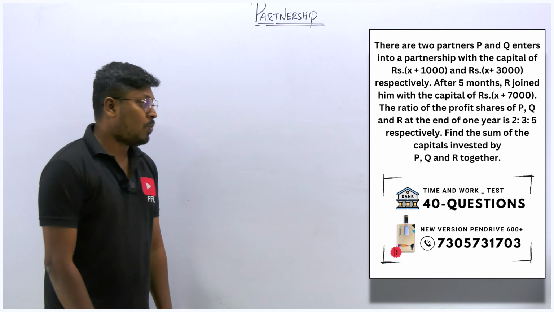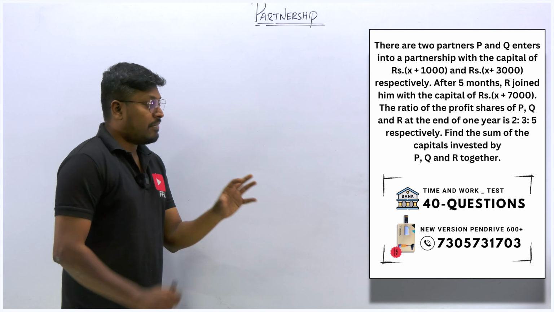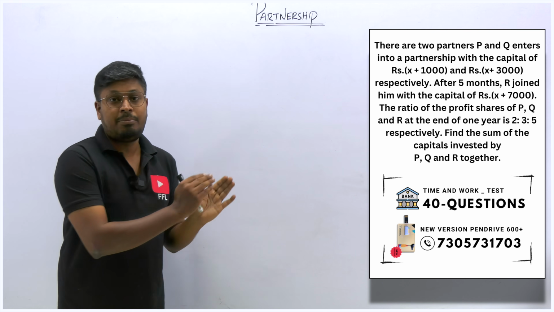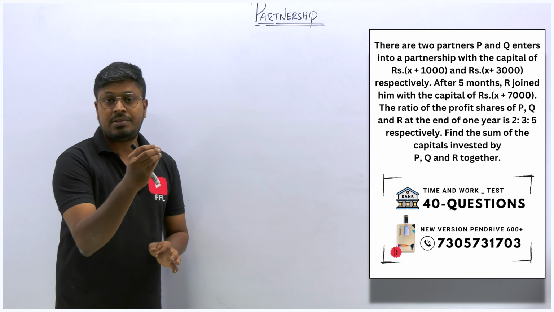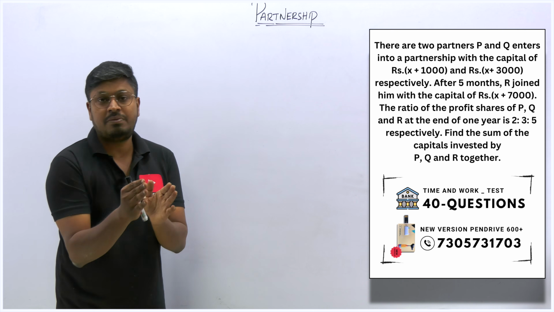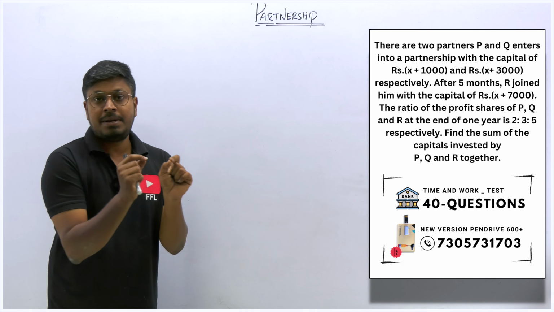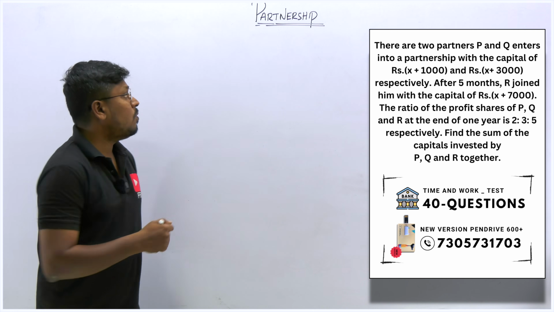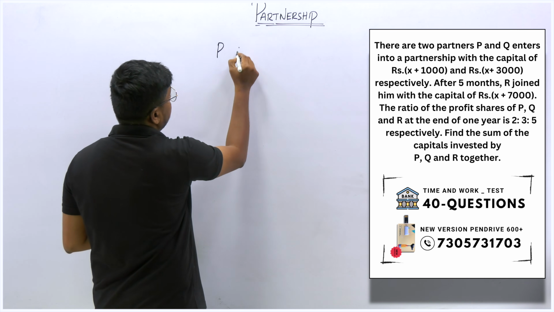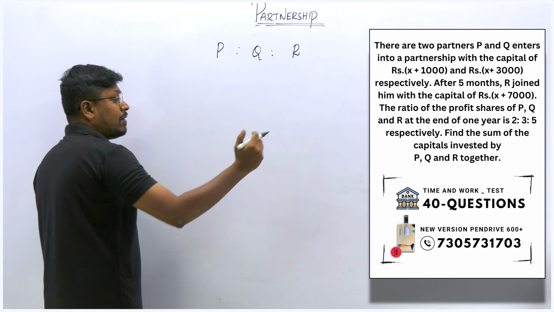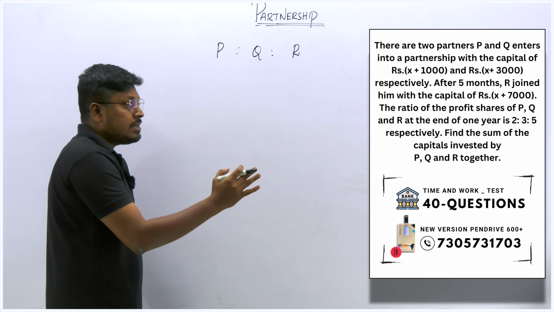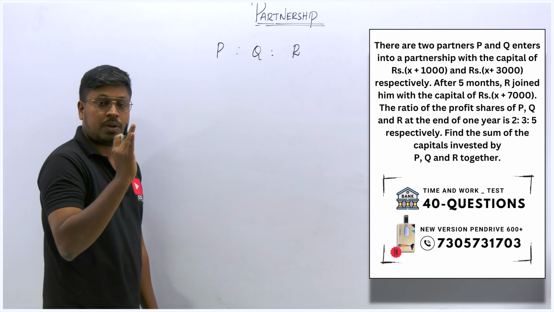So just see here, our target is to find the sum of their investment of all the 3, P, Q and R. So our target is not to find the share. Our target is to find the total investment done by all the 3. So overall there are P, Q and R, right? So here you can see the person R joined only after 5 months. And the total business is run for 1 year, that is for 12 months.